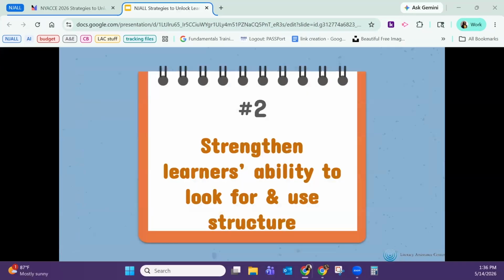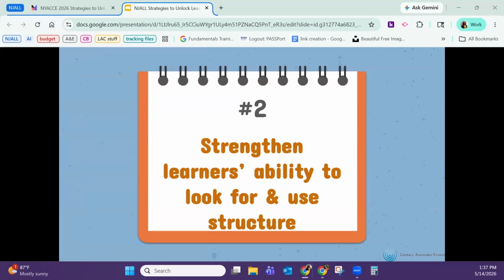All right. Strategy number 2. Oh, time, help us, Lord. Okay. Strengthen learners' ability to look for and use structure. I love this one. The whole test is about understanding and recognizing that there is structure. And I don't just mean structure to the test, but structure in math. What do you mean by that?